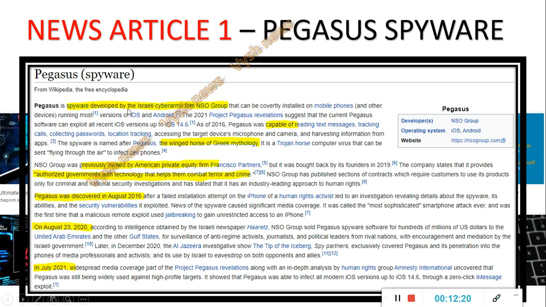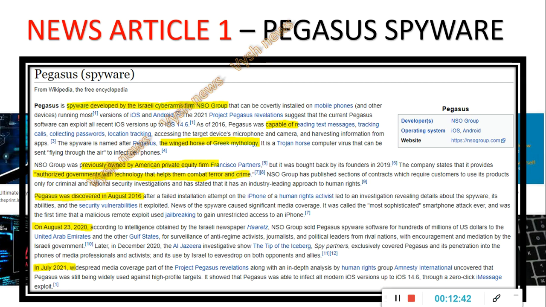Now, this is named after Pegasus from Greek mythology, where there are a lot of animals and gods, half human, half god, half animal, half god. The winged white horse of Greek mythology was Pegasus. Based on that, they named it. So it's basically a computer virus that can be sent into your phones and infect your phone.